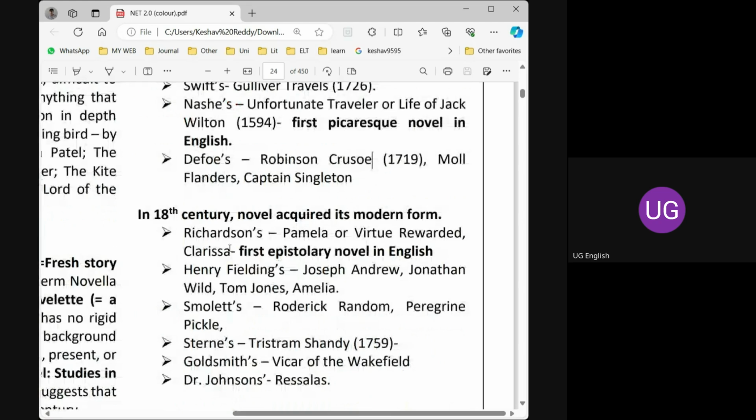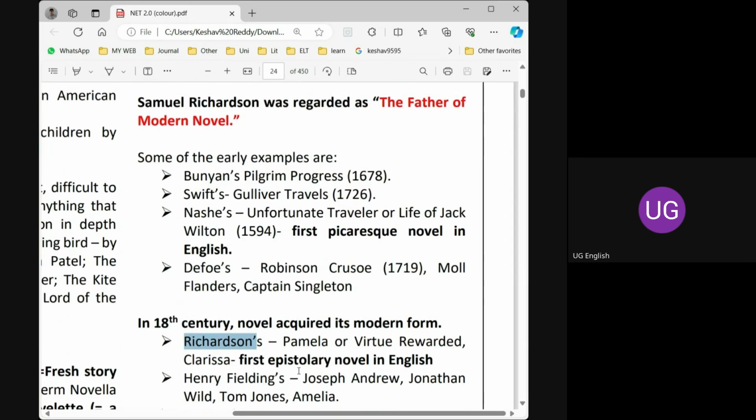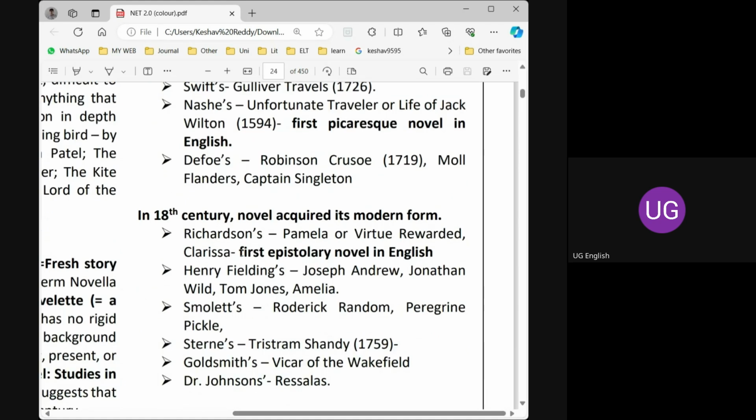And in the 18th century, Richardson. Richardson, as we just discussed, is treated as the creator of the first epistolary novel, and he is the father of the modern novel. Father of the modern novel. And we have another new term here.